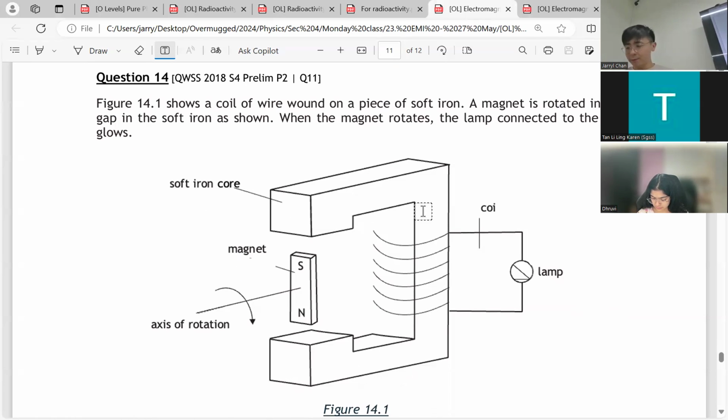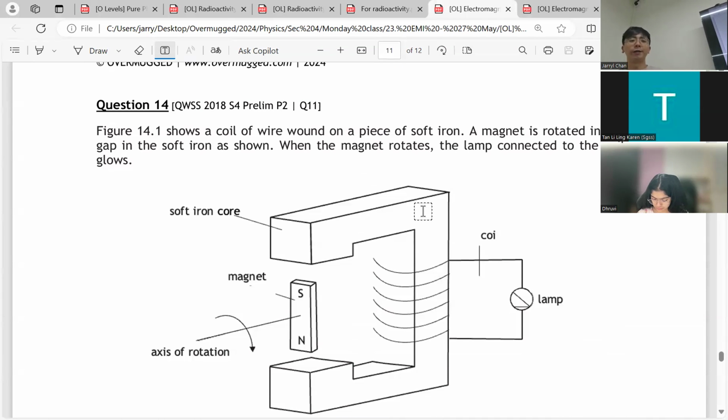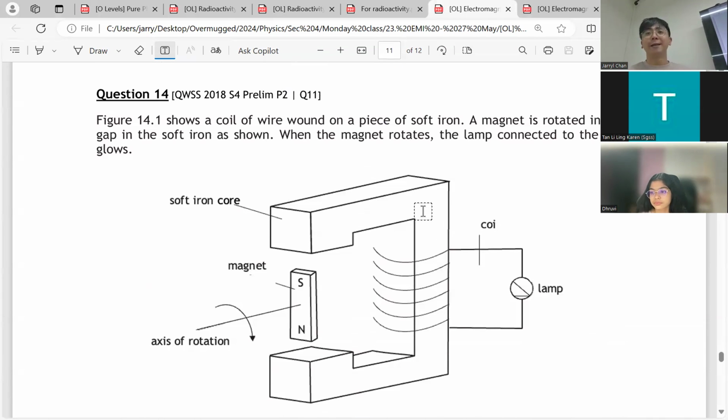Okay, question 14. I have this coil of wire wound on a piece of soft iron. Then I purposely rotate a magnet in the gap in the soft iron.